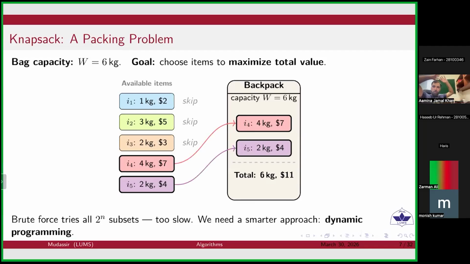Cool. Let me ask, do we all understand the problem? Can we choose each bag once? Yes, you can only choose each bag once. There is only one item.